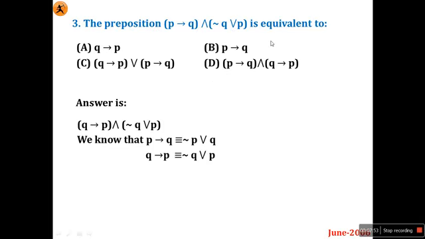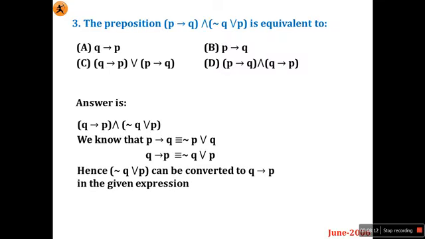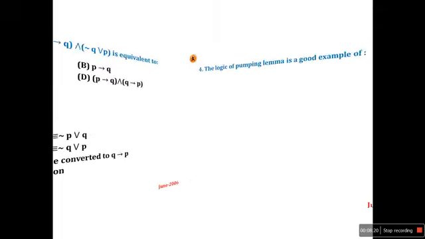Without spending more time, you can answer if you know all the laws. So please list out all the laws of logic and laws of inference. List out all, and you can answer such questions in 10 or 30 seconds. So hence the answer is D. Okay, now go to the fourth question.